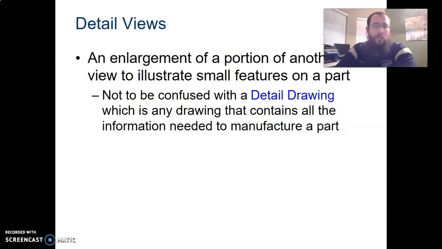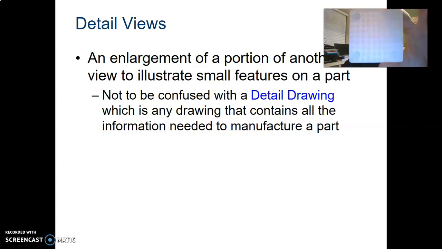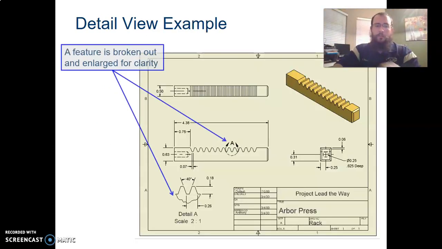A detailed view, basically, if you were to know what a detailed view was in a short sentence, would be a zoomed in view. So it's an enlargement of something that shows details. For instance, if I were to dimension this, it's like a Lego block or something. It's got a bunch of little circular features on it. I would just want to zoom in and show one of those pegs and then dimension it.